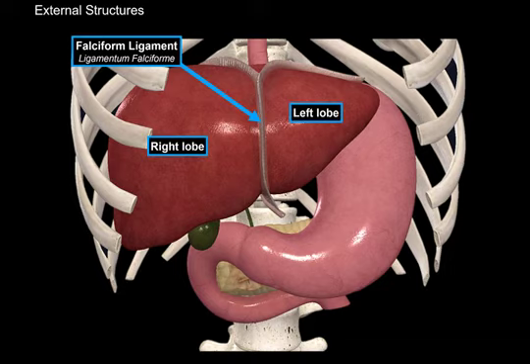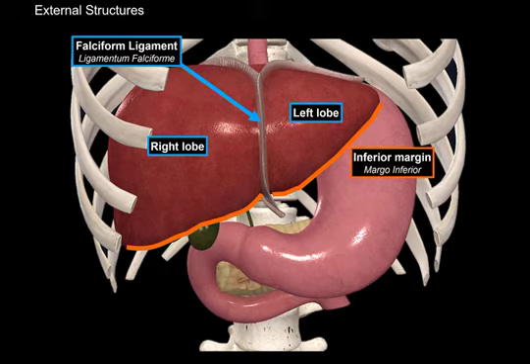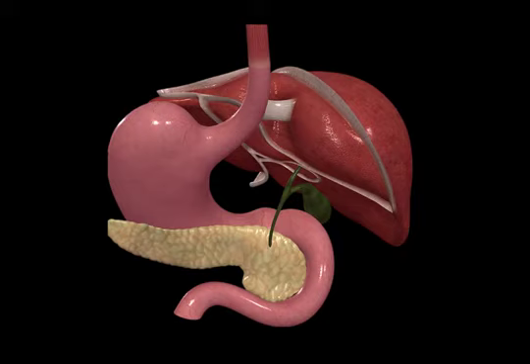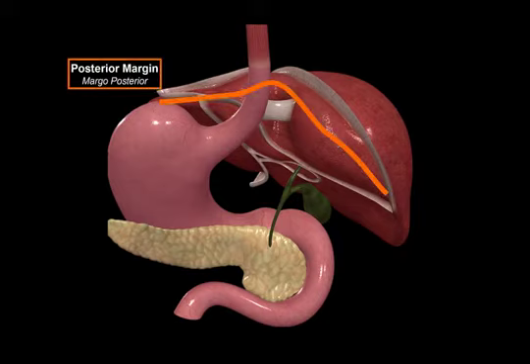Now the liver has 2 margins, right? You have the inferior margin projecting downwards, and this margin is very sharp in shape. And now let's change the angle and look at the liver posteriorly. You will find this rounded posterior margin, which is not as sharp as the inferior one.